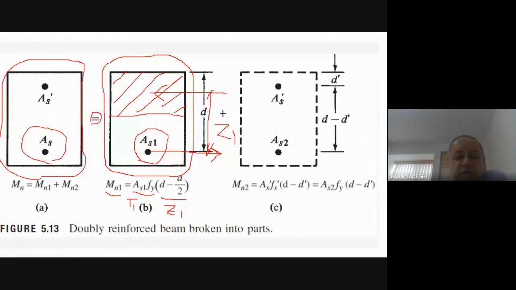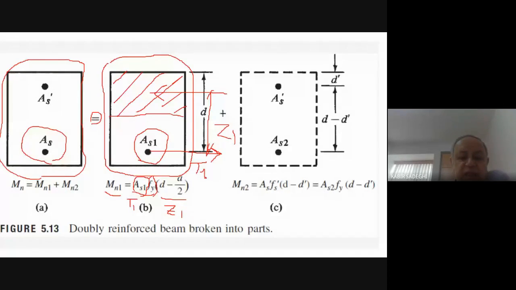Therefore, I call this one Z1. This one T1. And T1 equals AS1 times Fy. And Z equals D, the overall depth from here to here, which is D, and minus A over 2. What is A over 2? A was from here to here.